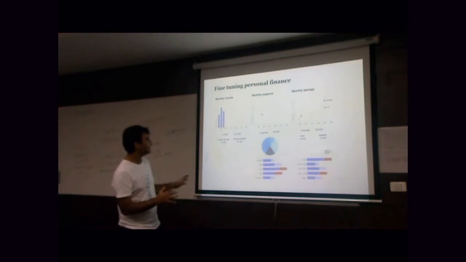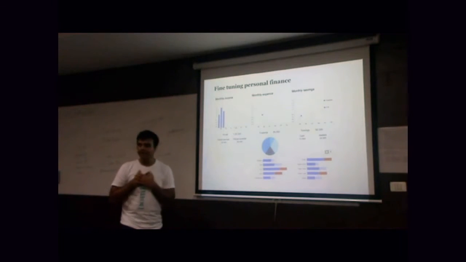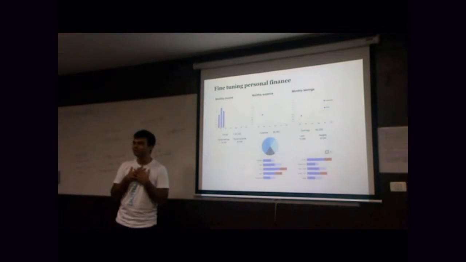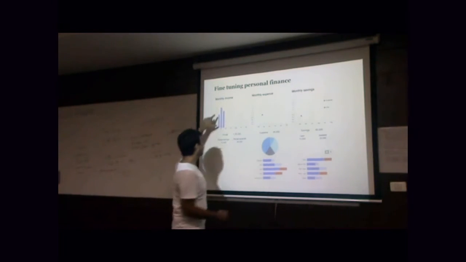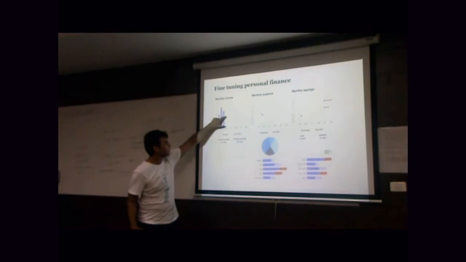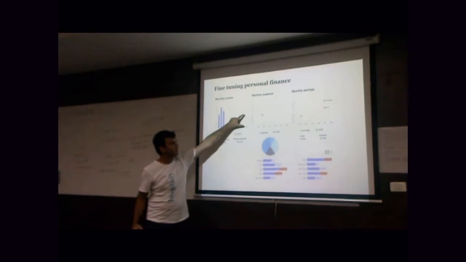So this is a very simple example where, let's say I want to plan my savings, right? So this is my salary coming in, and I typically know that my monthly income is this much.